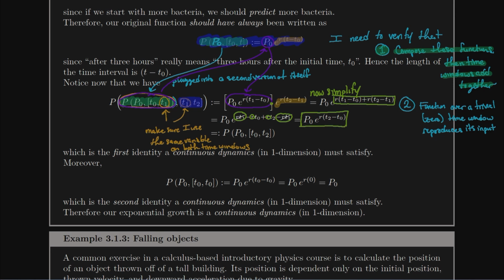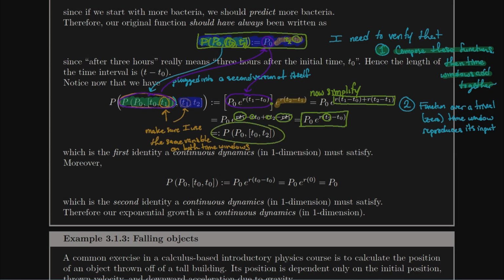Let's think about what that actually is in terms of our original dynamics. Well, the t0 is still there in our original dynamics, but my upper bound of my time window is t2, so that's going to be a t2 on the left-hand side here. So it's really P of P0, comma, the interval t0 to t2. And that's what I've put at the bottom.